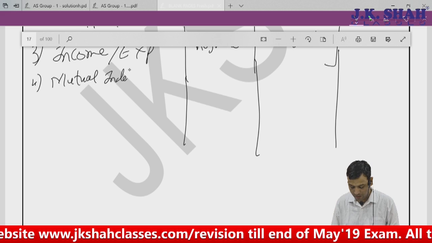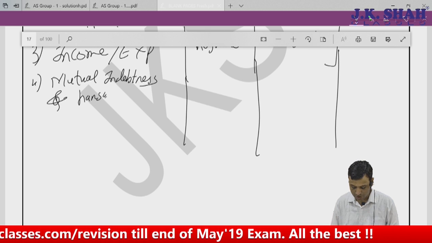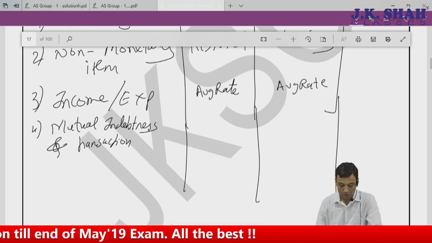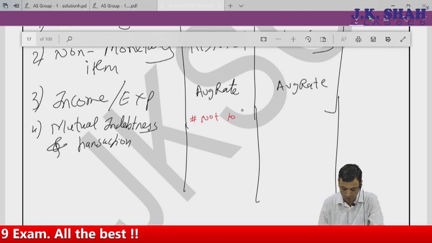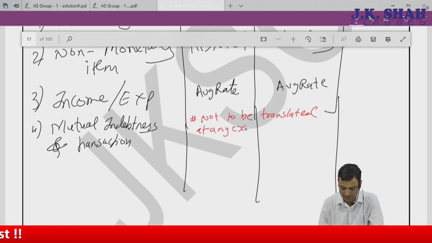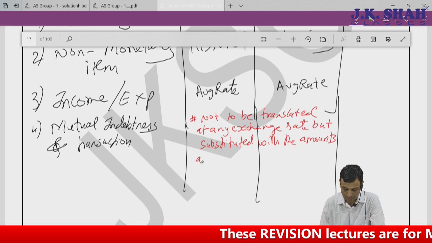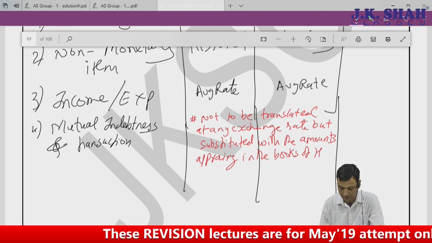Mutual indebtedness and transactions. So head office has sold goods to branch and branch has sold goods to head office. They are debtor and creditor within themselves. So what is to be done for that? The standard says for both of them, they are not to be translated at any exchange rate. It means you should not use any exchange rate, but substitute them with the amounts appearing in the books of head office.